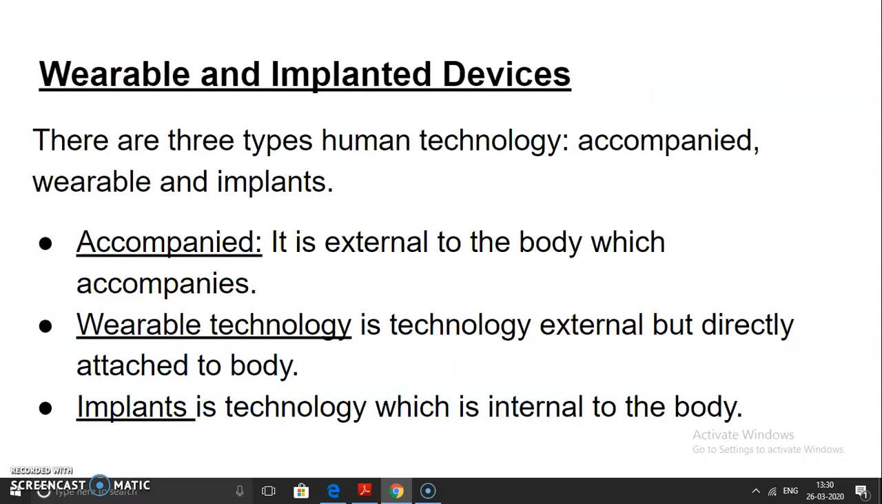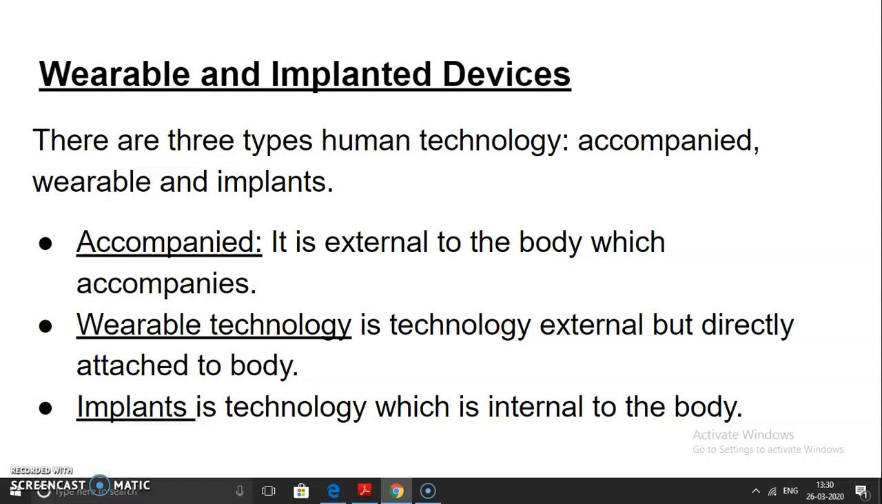We will start with our topic. In the devices, there are three main types. We can categorize smart devices by using these three types. First type is accompanied, second one is wearable, and third is implanted. Accompanied is a type of devices which are external to the body and which we can carry easily and comfortably. Can you guess those kind of devices?